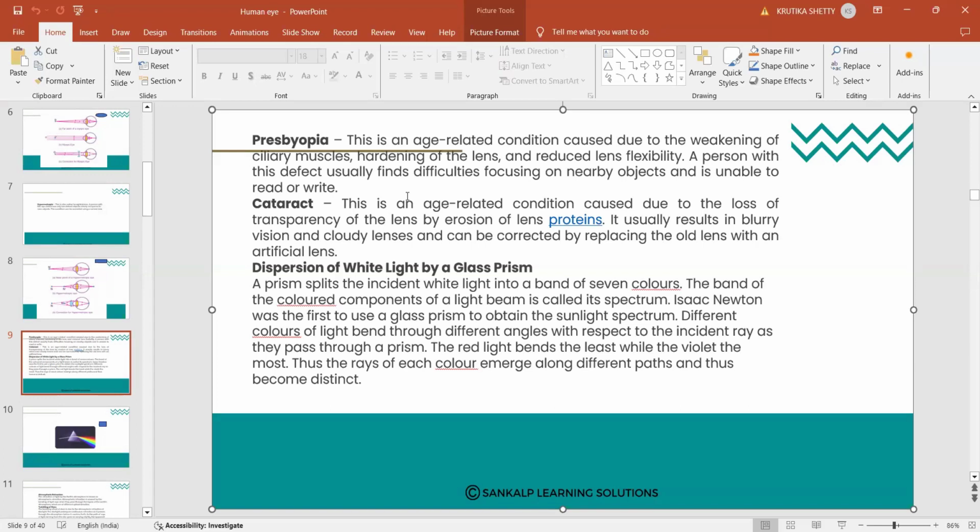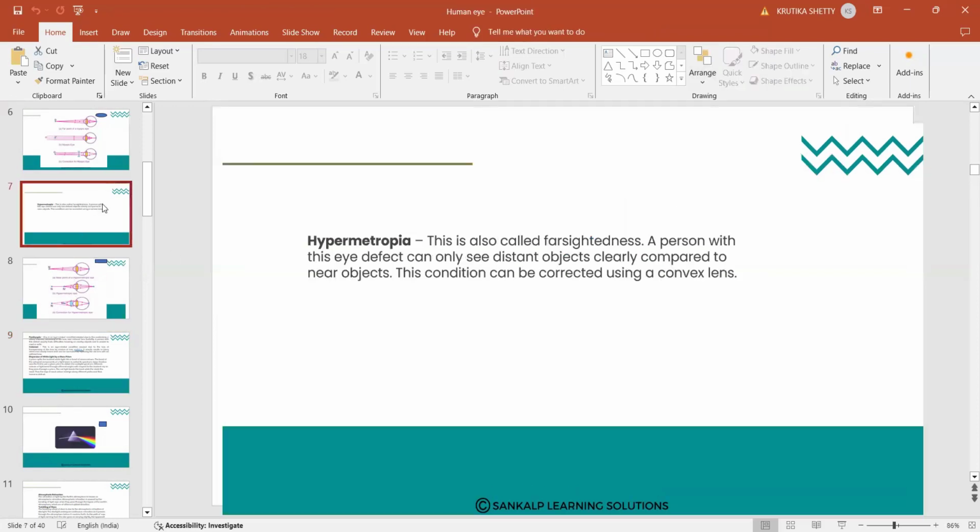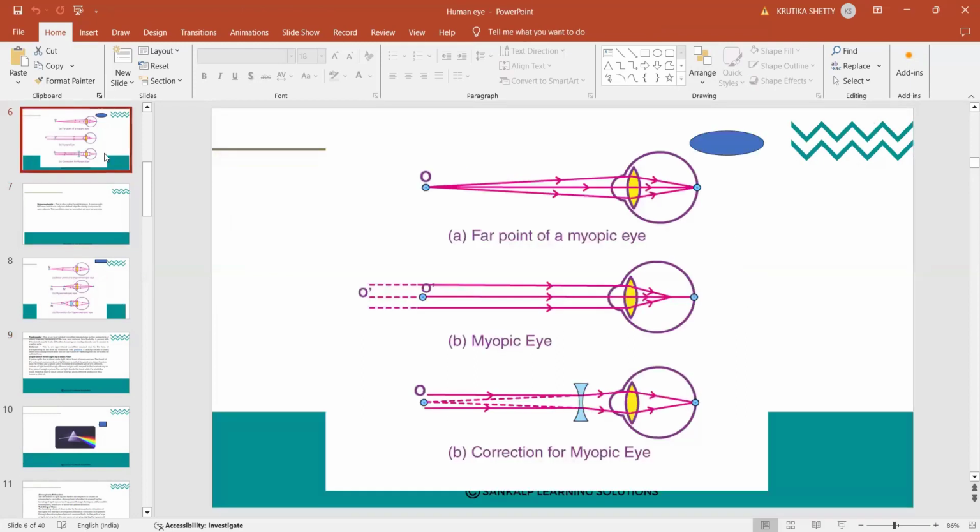Then cataract, you might have heard about the cataract surgery. See, this is again an age-related condition caused due to the loss of transparency of the lens by erosion of lens proteins. It usually results in blurry vision, cloudy lenses, and can be corrected by replacing the old lens with an artificial lens. So they do cataract surgery. You might have heard these conditions. This is called as what? Presbyopia, cataract condition, hypermetropia, and myopia.